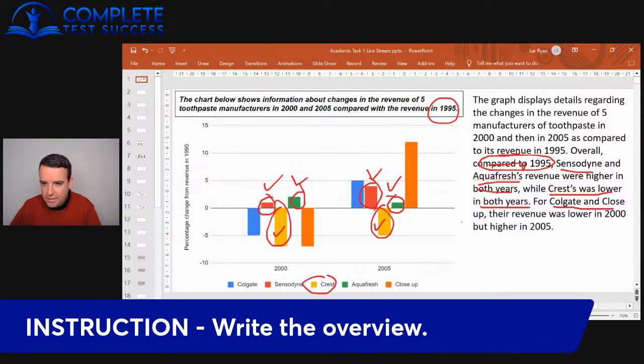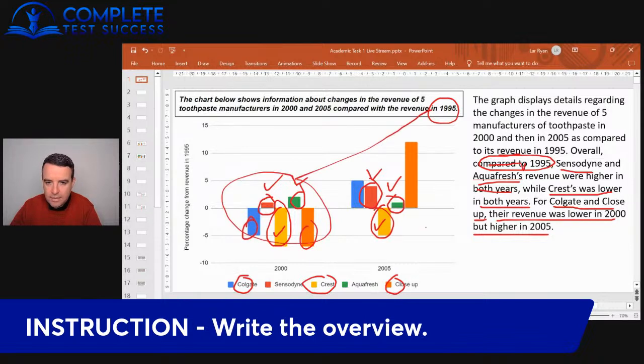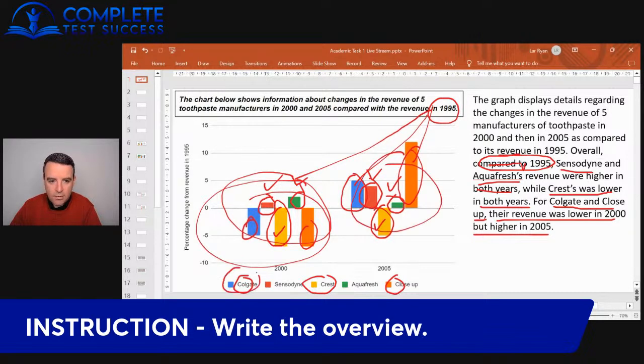For Colgate and Close-Up, Colgate is blue, their revenue was lower in 2000 but higher in 2005. So blue and orange were lower in 2000, all of these being compared with 1995, but higher in 2005, again being compared. So by comparing them to 1995, you see which ones were higher and which ones were lower, talking about each category one at a time, rather than discussing 2000 first and then 2005 second.